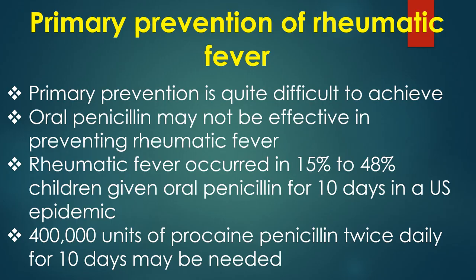Primary prevention is quite difficult to achieve. Oral penicillin may not be effective in preventing rheumatic fever. Rheumatic fever occurred in 15 to 48% of children given oral penicillin for 10 days in a US epidemic. 400,000 units of procaine penicillin twice daily for 10 days may be needed.